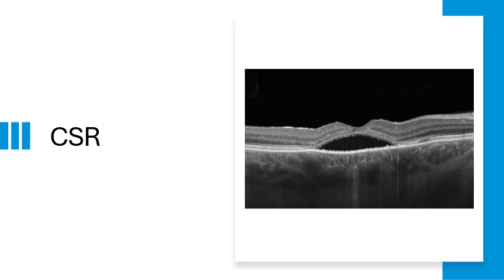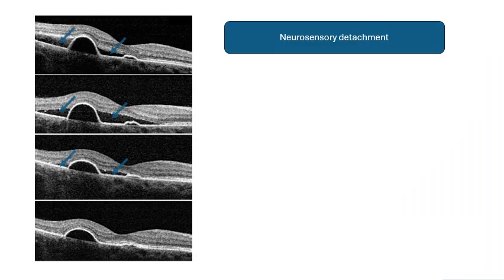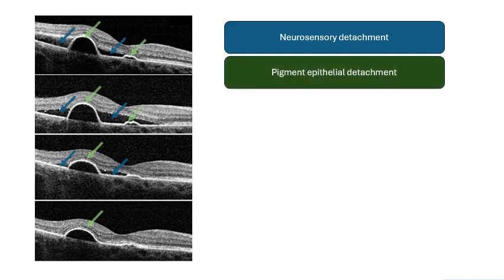We'll now talk about the third entity, which is the CSR, or central serous chorioretinopathy. So the OCT findings suggestive of CSR include neurosensory detachment, which is characterized by separation of the neurosensory retina from the retinal pigment epithelium. Usually the edges of this area of detachment form an acute angle. Alternatively, we may have areas of pigment epithelial detachment, which present as dome-shaped areas with right angles at the edges.